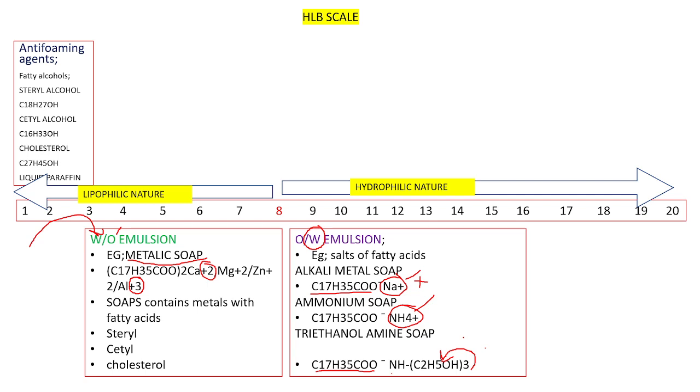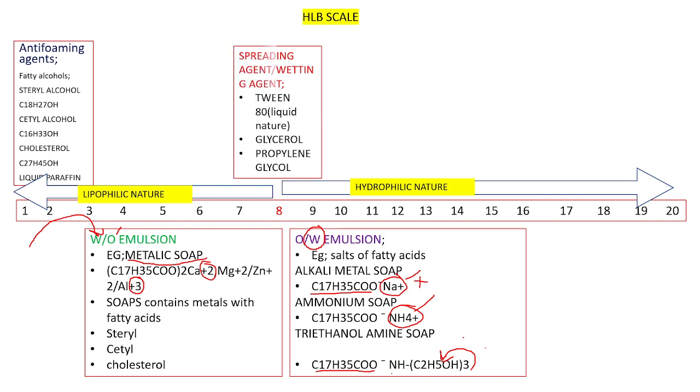This is completed. Next one is spreading agent. This spreading agent we can also call a wetting agent. This can predominantly be used in suspensions. What are those examples? Tween 80, that is liquid in nature. Next one is glycerol. Next one is propylene glycol. All these are used as spreading agents.